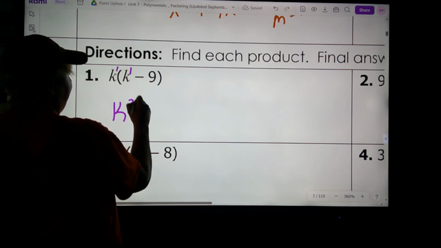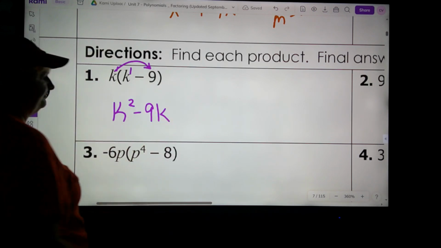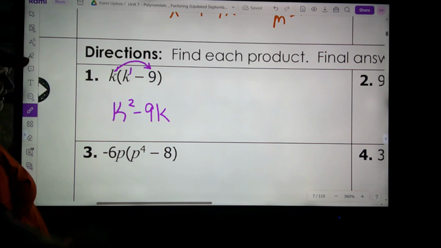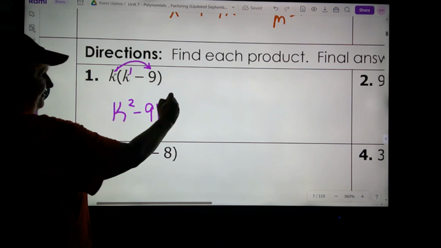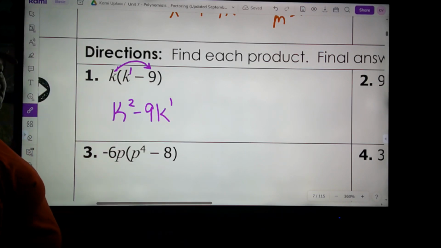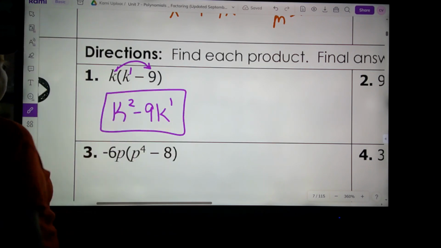K to the second minus 9k. That's it. Remember, they can't be combined because this one is k to the second and this one's k to the first. They are not like terms. That's it. That's literally it, y'all.